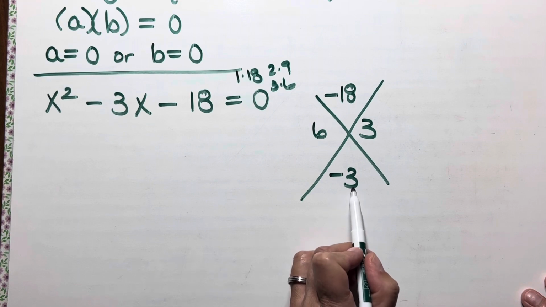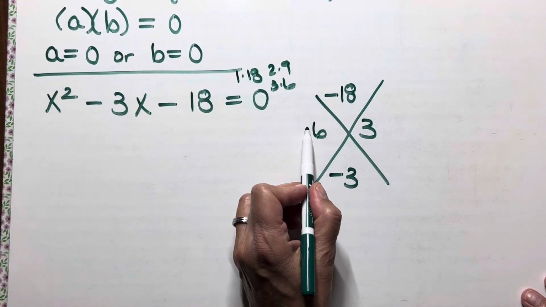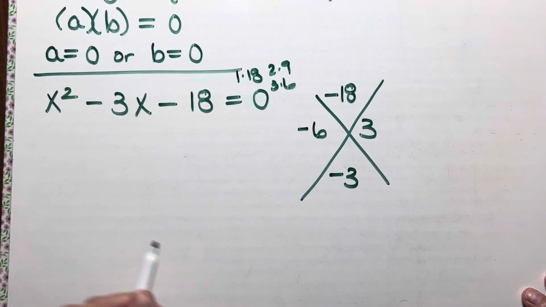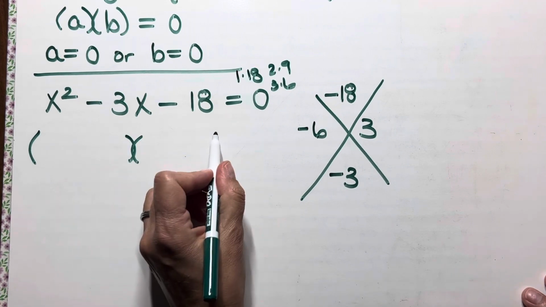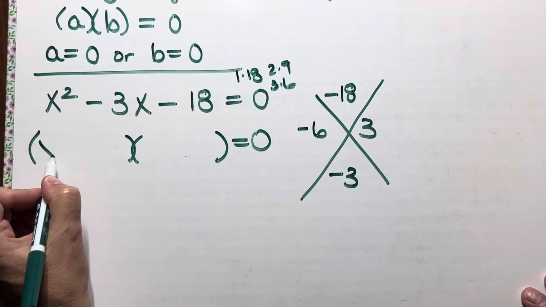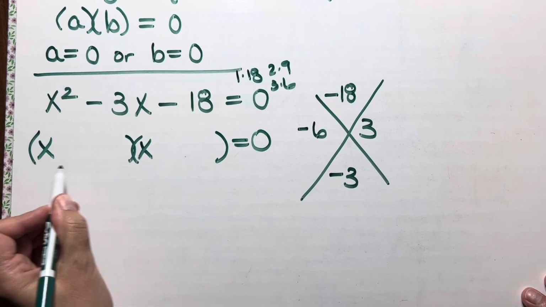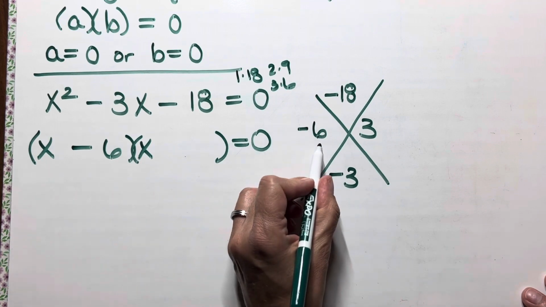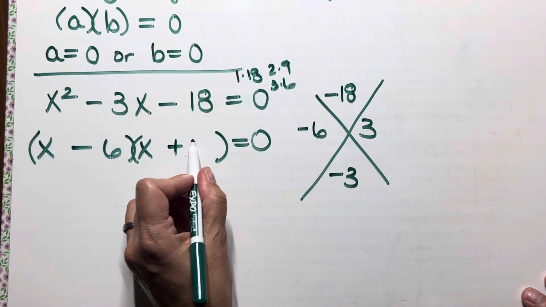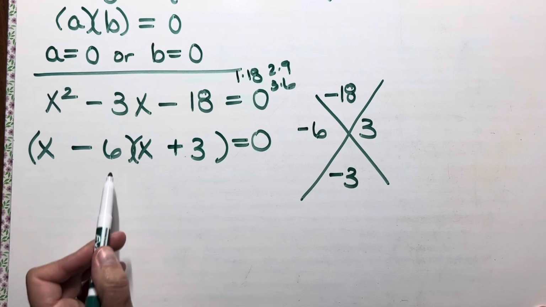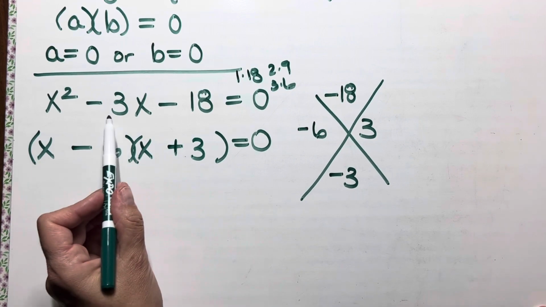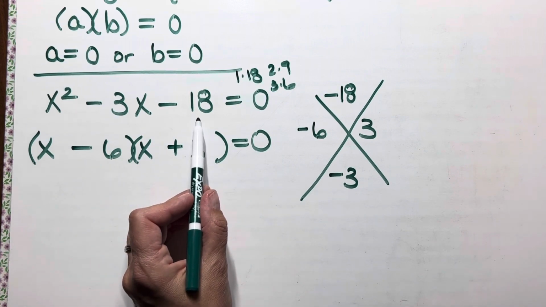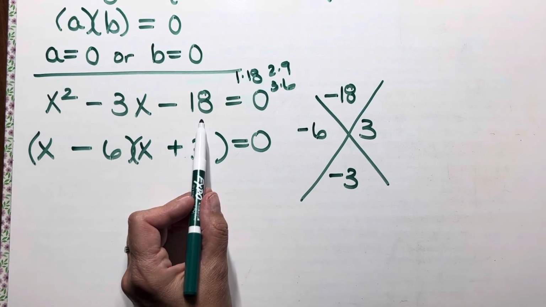Since I need a negative for my middle term, that means I need to make my bigger factor the negative, so I have some negatives left over. So now I factor my x squared. I put an x and an x in each parenthesis. I put in my minus 6 from here and my plus 3 from here. I already know that negative 6 plus 3 gives me negative 3. I want to make sure that negative 6 times positive 3 gives me negative 18, which it does.